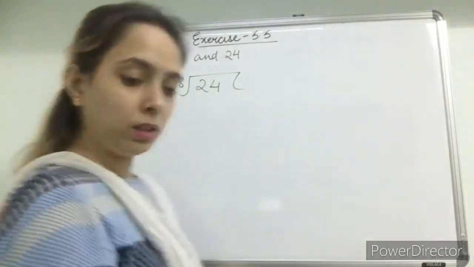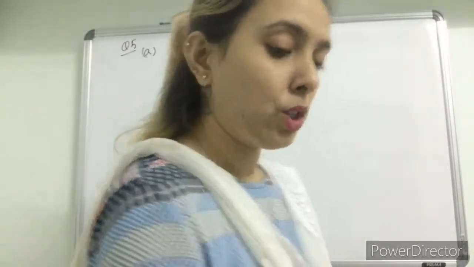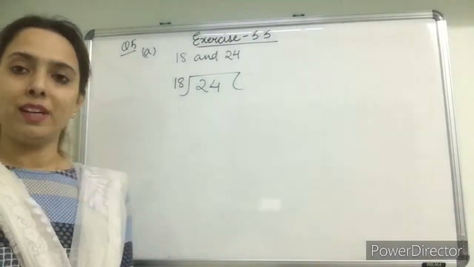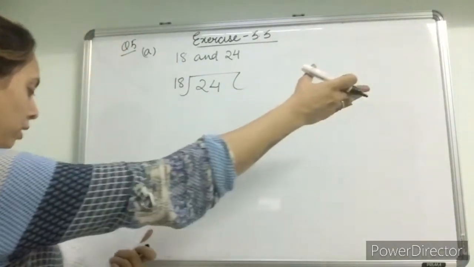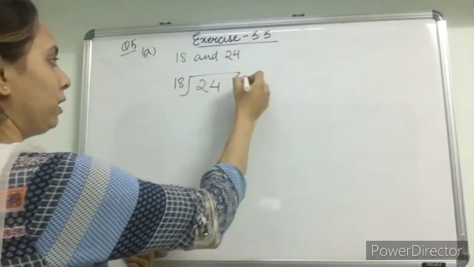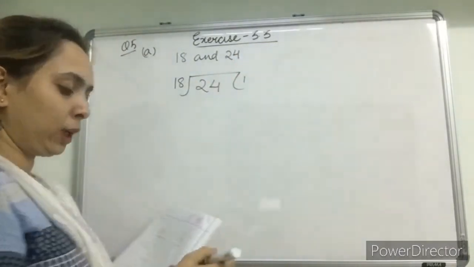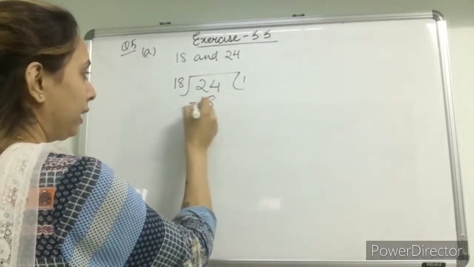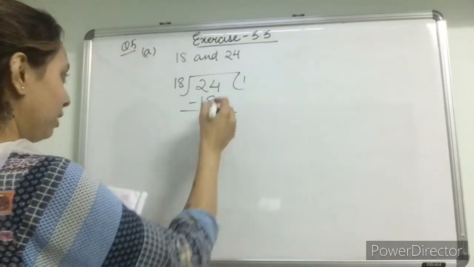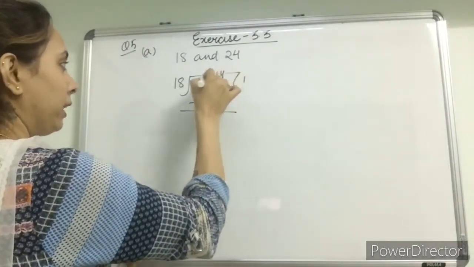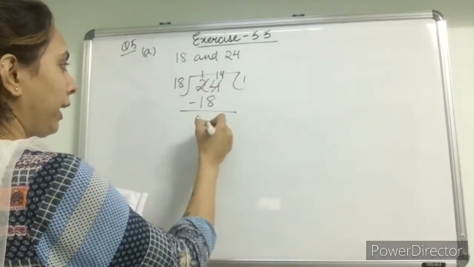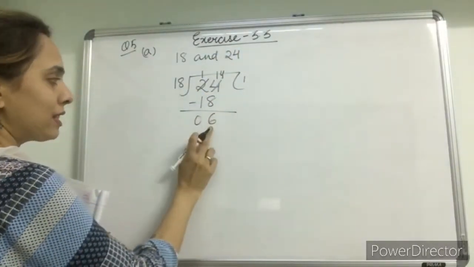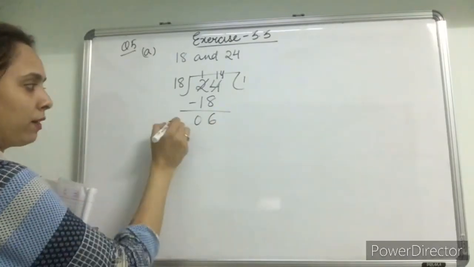So we will start dividing. Otherwise, if you have doubt about the table of 18, you can write it in the rough work. So I will start with 18 ones are 18, because 18 twos are 36 and 36 is greater than 24. So 18. So we will get the answer. This will become 14 and this will become 1. So 24 minus 18 is 6. So this will become our divisor.